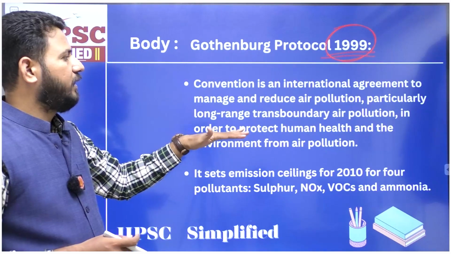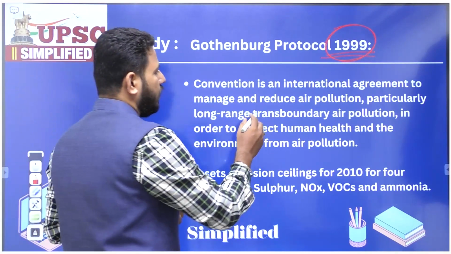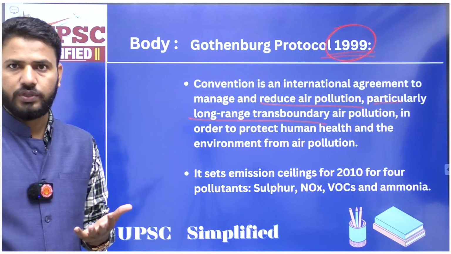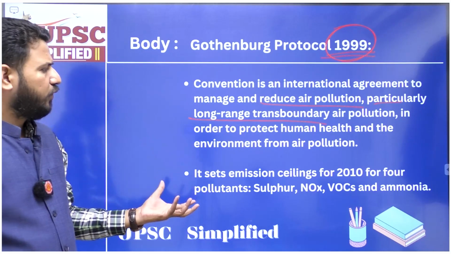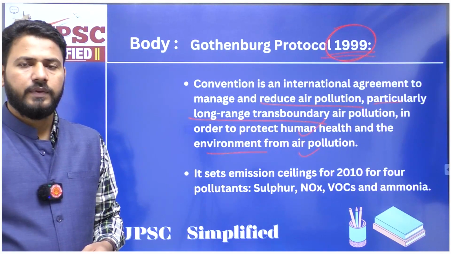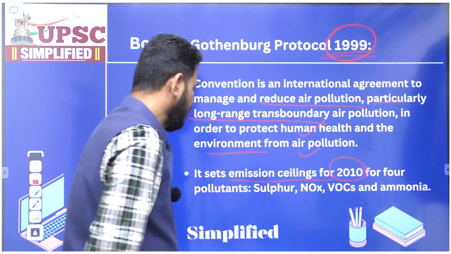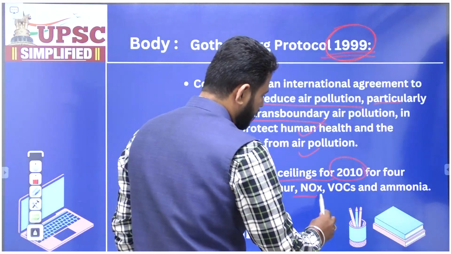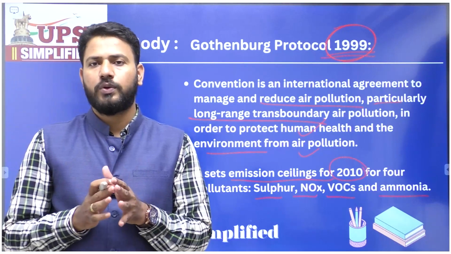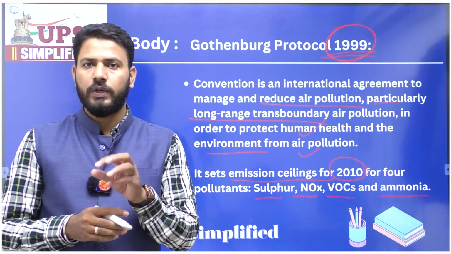Okay, so what you need to write is what this protocol is all about. It is about reducing air pollution, particularly the long-range transboundary air pollution. Okay, and for what? To protect human health and environment from air pollution. So this is you tell about the protocol. Then you say it sets emission ceilings for 2010 for 4 pollutants: sulfur, nitrogen oxide, volatile organic compounds, and ammonia. Okay, this much of Gothenburg Protocol is sufficient, because all through the answer we cannot forget that we have to write this answer only in 150 words.